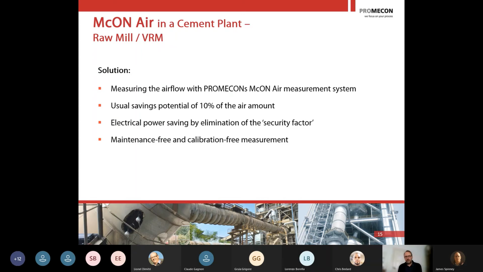The solution, if you apply the Mechon Air System to your inlet or outlet of the mill, then of course you have a direct measurement of the flow, and you can integrate it into your control loop. You can optimize the airflow and use the potential to reduce this excess air. And then of course, when you look at excess air on a fan, you can achieve electrical power saving. And one big advantage is you apply the measurement and it's maintenance and calibration free.